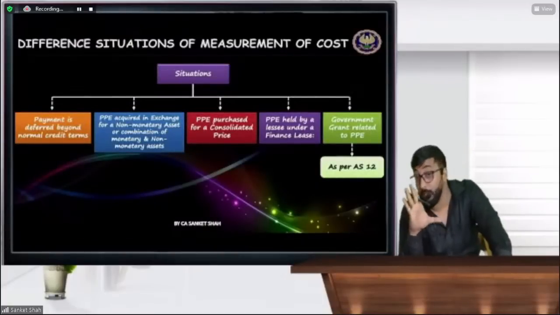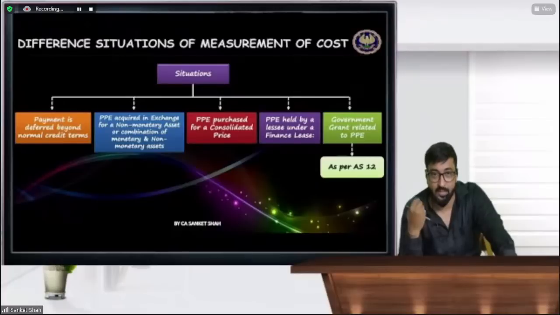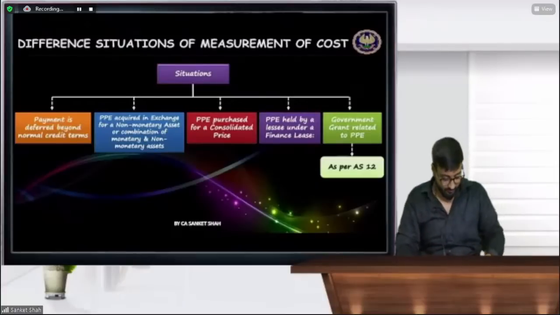So there are total 5 situations. Number 1, in case of hire purchase, if you bought an asset on hire purchase; if you exchange an asset with another asset; if you purchase at a consolidated price; if you take assets under finance lease; and the last one is a government grant. I hope you are clear with this concept.